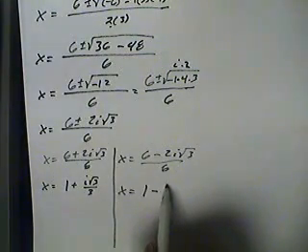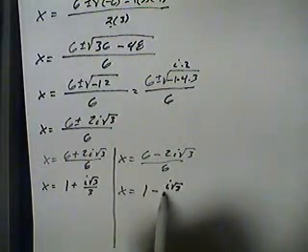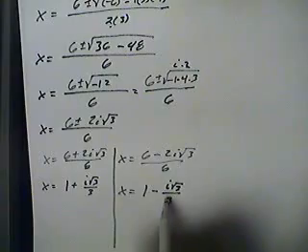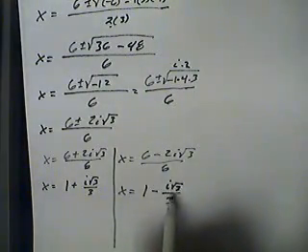So we have 1 minus i square root of 3 all over 3.